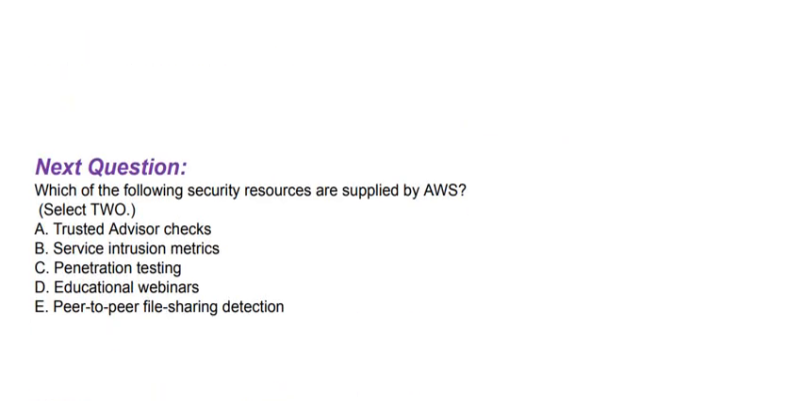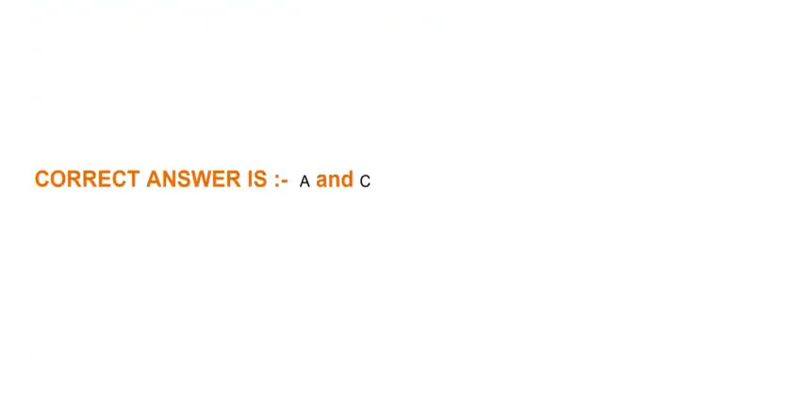Next question is, which of the following security resources are supplied by AWS? Choose two options. Option A, Trusted Advisor checks. Option B, service intrusion metrics. Option C, penetration testing. Option D, educational webinars. And option E, peer-to-peer file sharing detection. The correct answer is option A and C.